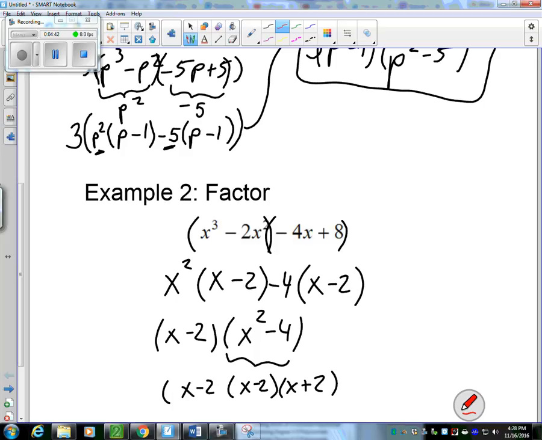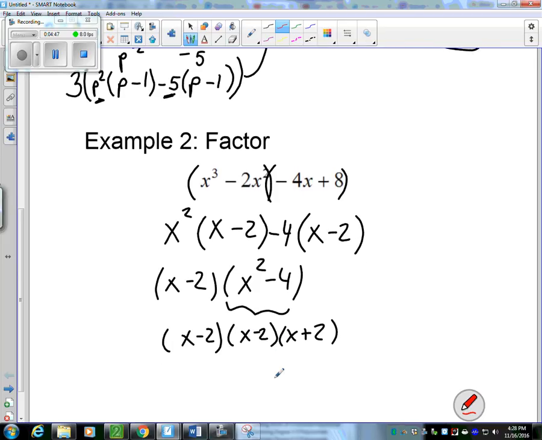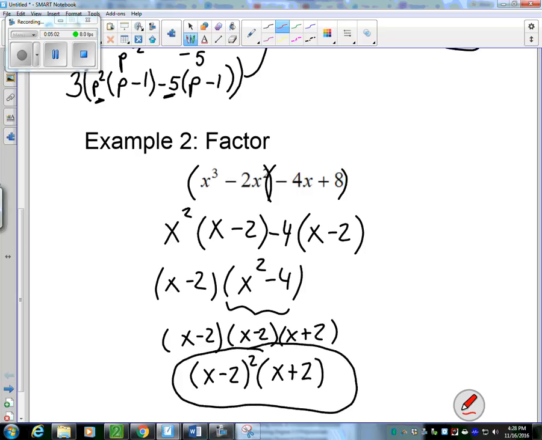And since I have two x minus 2's, let's make this a little more simple. You'll have x minus 2 squared, because you have two of them multiplied together, times x plus 2. And there's my final answer for factoring.